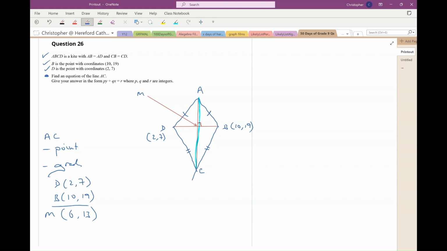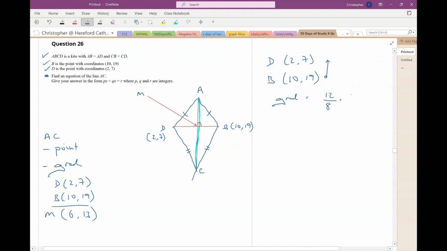Well, I know that AC is perpendicular to the line DB. So here's D, and here's B. If I could find the gradient of that, then I can find the gradient of AC since it's perpendicular. So the gradient here is going to be, let's do y coordinates first, 19 minus 7 is 12, 10 minus 2 is 8. So that's 3 over 2. So that means that the gradient of AC is going to be the negative reciprocal of that, minus 2/3.